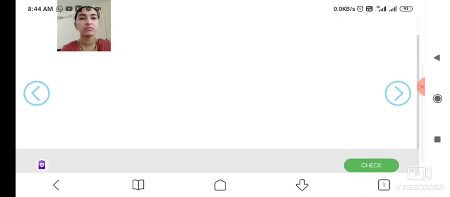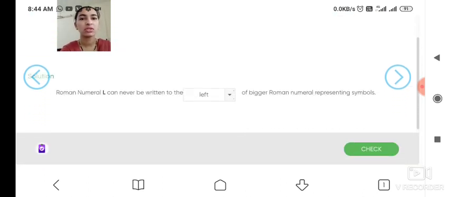Okay students, now the solution is: Roman numeral L can never be written to the left of bigger Roman numeral representing symbol. Which is bigger than L? C is there, D is there, and M is there. We cannot write L to the left of C, to the left of D, and to the left of M. The numbers which are bigger than L, we can never write L to the left of those numbers.